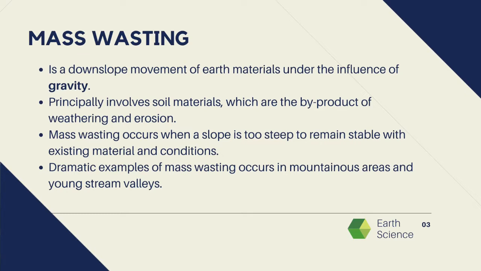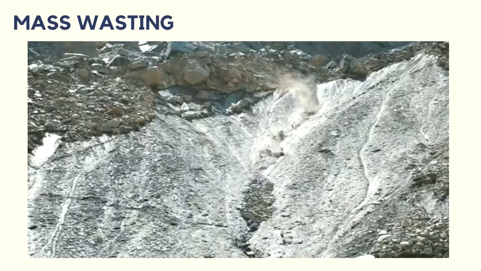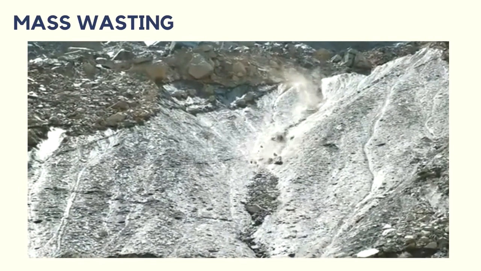Dramatic examples of mass wasting occur in mountainous areas and downstream valleys. In other words, gravity is the driving force of mass wasting. Loose materials that flow down the slope under the influence of gravity, that is mass. To further elucidate, here is a video showing a mass wasting event.